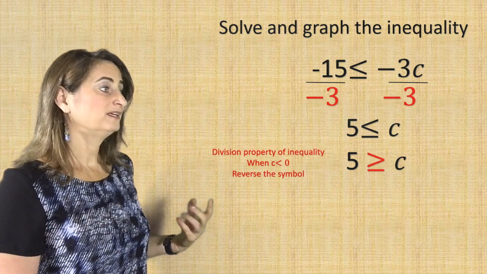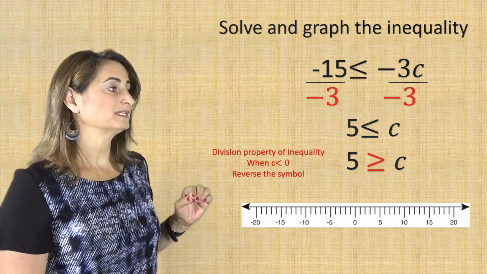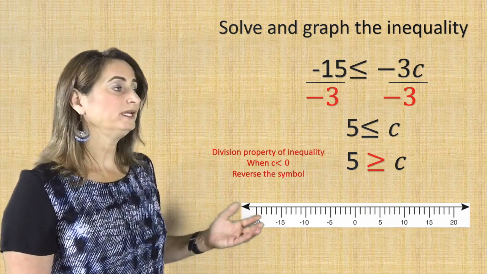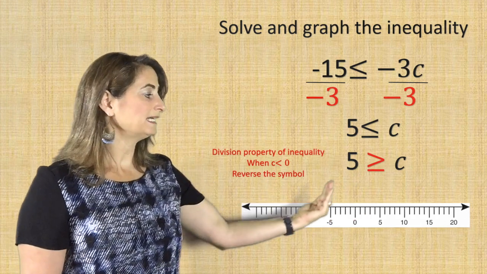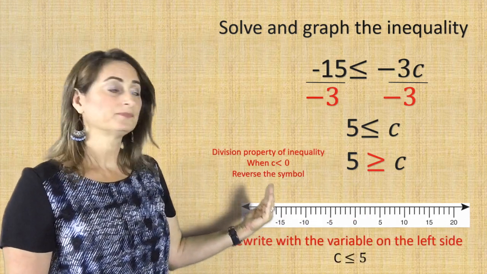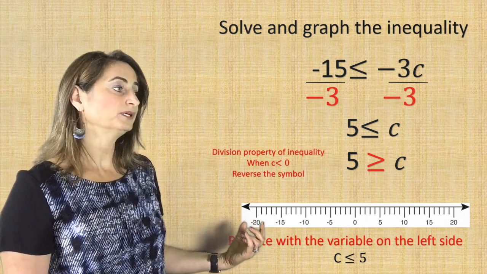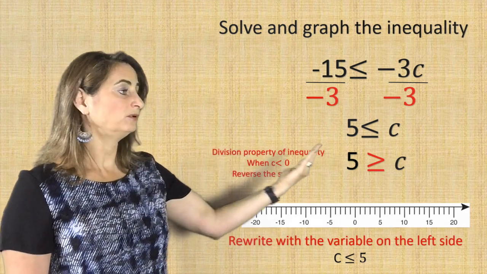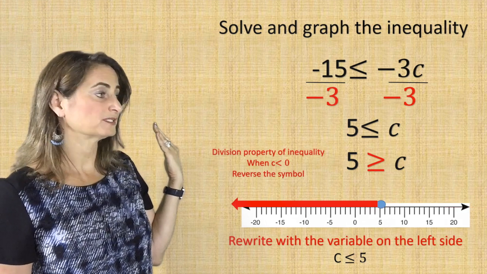To graph it, here's the number line. Since there's an equal sign, that means I need a closed circle. Now, if it's hard to read, I want you to read it from right to left. So it's C less than or equal to 5. Write it down, and that means I need all the numbers that are less than 5. So I will be going to the left with the arrow to show all possible solutions.